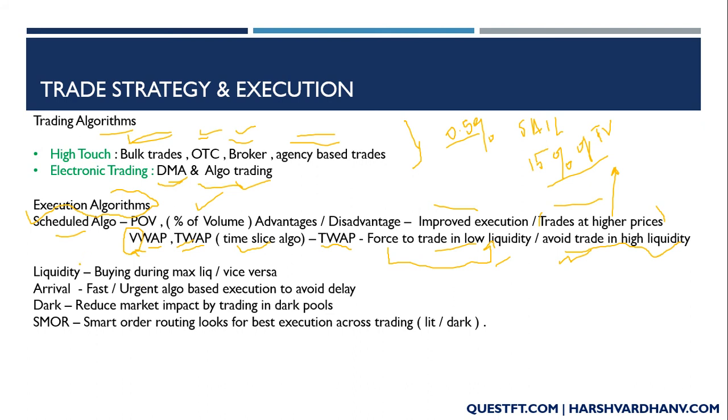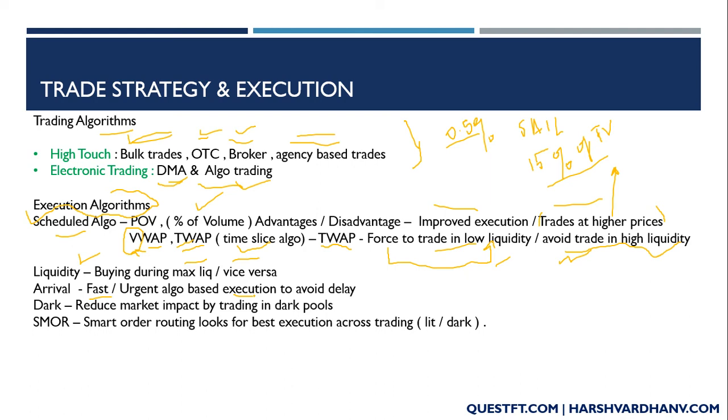Then another execution algorithm is the liquidity based algorithm, buying during maximum liquidity and selling during the lowest liquidity, so you get the highest spread. And over here, the arrival price is based on the fundamental that you need to reduce your delay, or the alpha decay. And one way of doing that is using algorithmic trading.